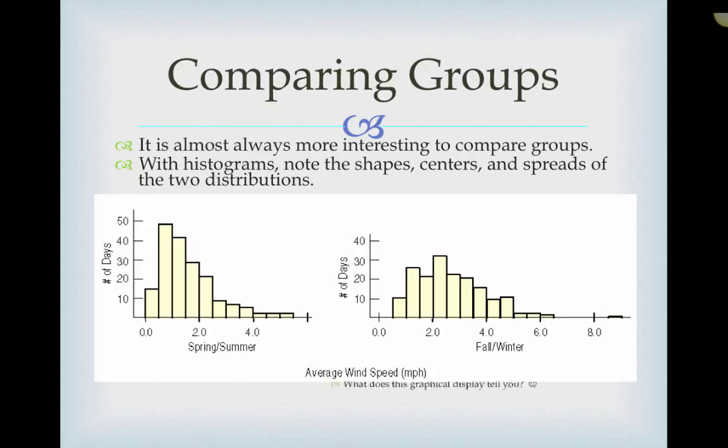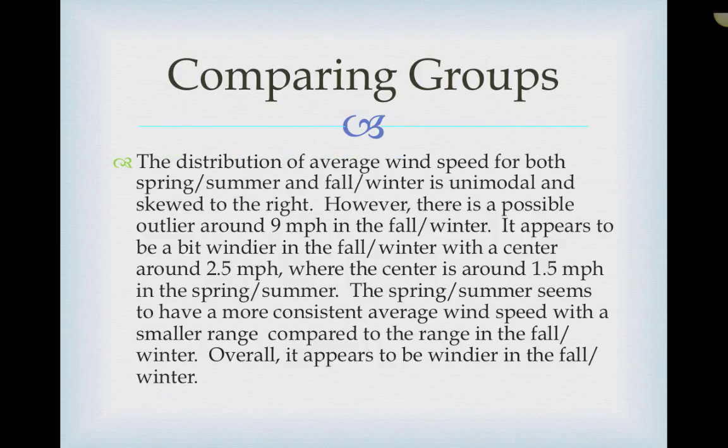Now, once you have made a note of the distribution of each group separately, you want to actually compare them. So written out, this would look like: the distribution of average wind speed for both spring-summer and fall-winter is unimodal and skewed to the right. However, there is a possible outlier around 9 miles per hour in the fall-winter. It appears to be a bit windier in the fall-winter with a center around 2.5 miles per hour, where the center is around 1.5 miles per hour in the spring-summer. The spring-summer seems to have a more consistent average wind speed with a smaller range compared to the range of the fall-winter. Overall, it appears to be windier in the fall/winter.